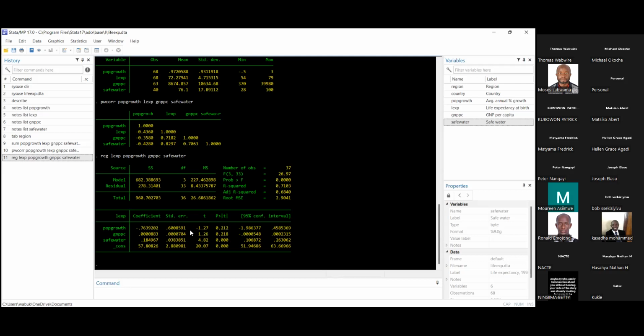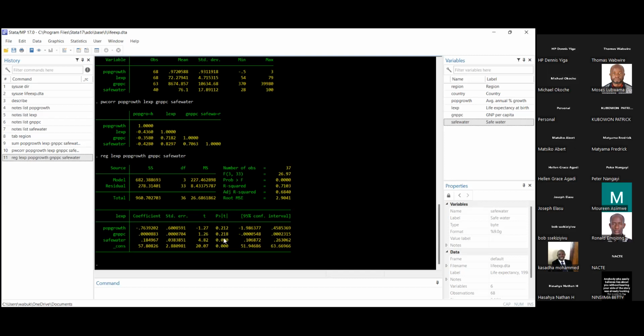So we can say of the significant values going from these ones, we only have safe water and the constant. These others are not significant, but in interpretation, that's what it would mean. For GDP, an increase in GDP by 1 unit is associated with this increase in life expectancy, but again, it is not significant if you look at the p-value. And safe water, I think this is significant. An increase in safe water by this 1% is associated with a 0.18 increase in life expectancy for that particular sample. The t-value is 4.82 and the p-value is close to 0.